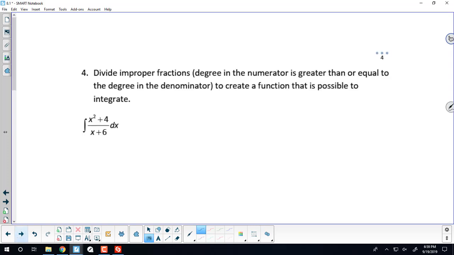Another technique is when the integrand is an improper rational function. And it's improper if the degree of the numerator is larger than or equal to the degree of the denominator. So when you notice that, hey, the power in the numerator is larger than or equal to the power in the denominator, the approach to break that down and make it simpler is to divide those things. So when this is the case, improper fractions, it's always going to be a long division process.